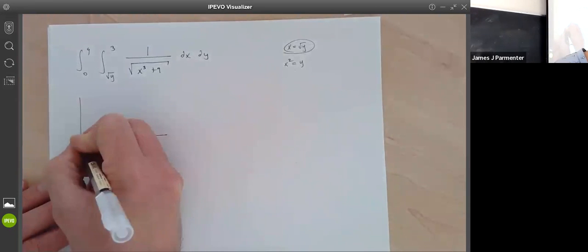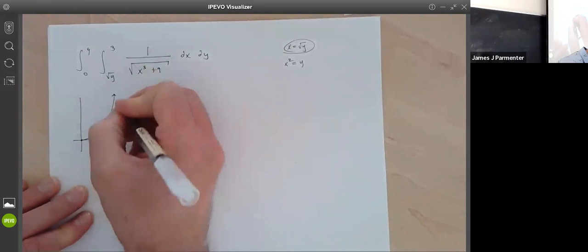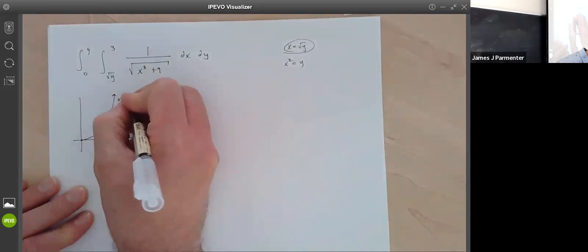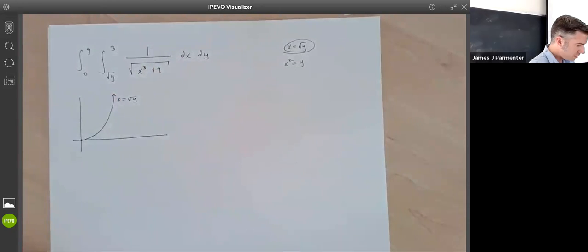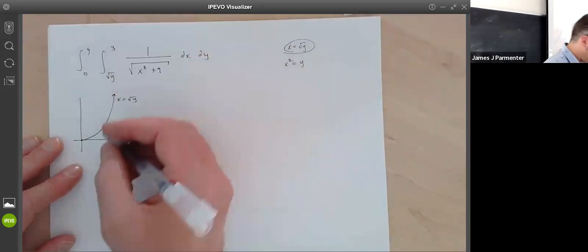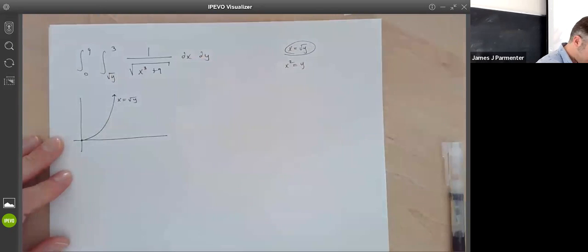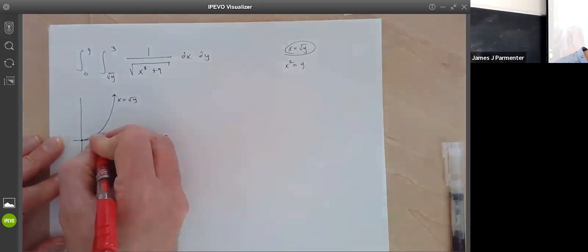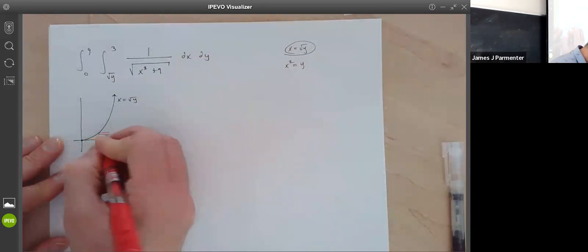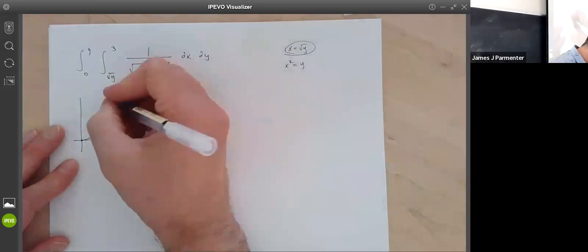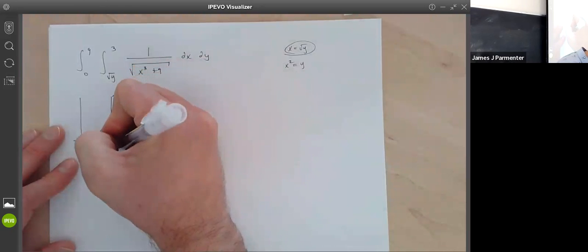So here, there's my x equal to root y. And then that's my left-hand boundary. So my strip should be horizontal in this way. And then my right-hand boundary is going to be the vertical line, x equal to 3.